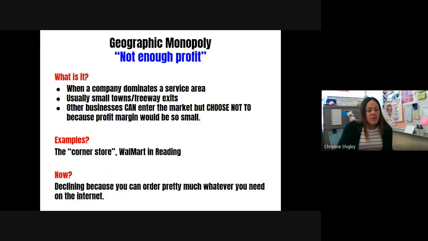So there is a place called Reading, Michigan, which is down here somewhere. It's where my husband grew up, and his mom still lives there. It is this teensy tiny little town out in the country. He graduated, I think, with like 40 people in his graduating class. It's a really small town. And she has to drive 10 miles to get to the grocery store. So she has to drive 10 miles to get to Walmart.